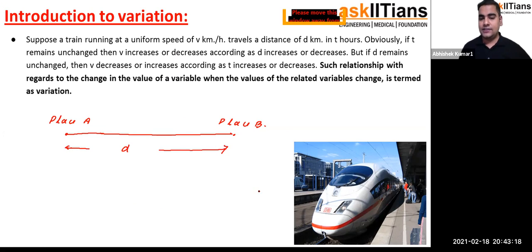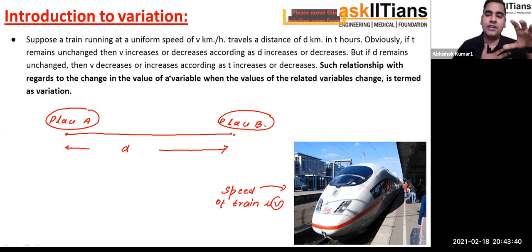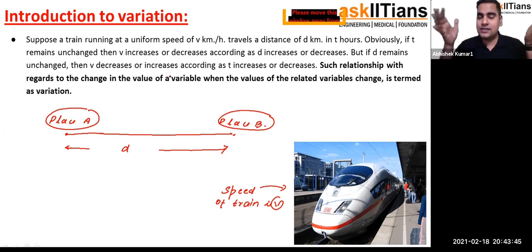On the other hand, let us assume that the speed of the train that you can see is V. Now, the distance between place A and place B is going to remain constant, correct or not? The distance will not change. For example, if I talk about the distance from here to some other place in my locality, that distance is going to remain fixed if I follow a certain route. So here, the distance D is going to remain fixed, right?